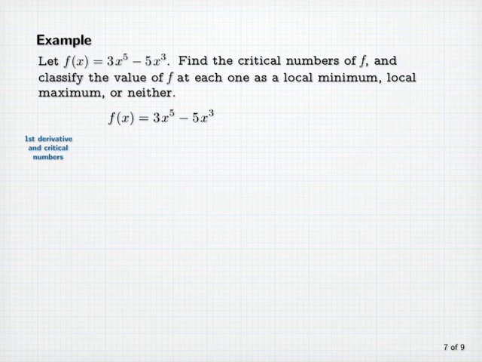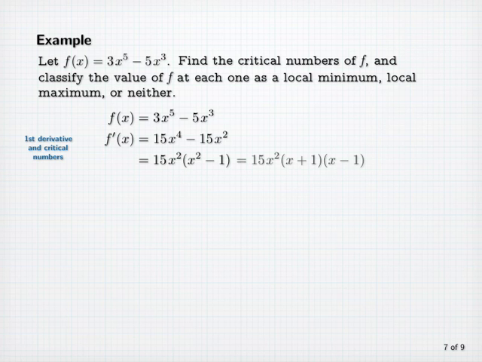Let's compute the first derivative and find the critical numbers. Using the power rule, f prime of x is 15x to the fourth minus 15x squared. Factoring gives us 15x squared times x squared minus 1, and further factoring gives us 15x squared times x plus 1 times x minus 1. So we conclude that the critical numbers of f are 0, negative 1, and plus 1.